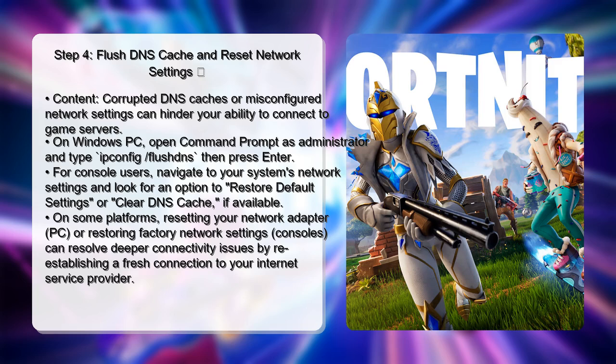Step 4: flush DNS cache and reset network settings. Corrupted DNS caches or misconfigured network settings can hinder your ability to connect to game servers. On Windows, open Command Prompt as administrator and type ipconfig /flushdns, then press enter. For console users, navigate to your system's network settings and look for an option to restore default settings or clear the cache, if available on some platforms. Resetting your network adapter or restoring factory network settings on consoles can resolve deeper connectivity issues by re-establishing a fresh connection to your internet service provider.